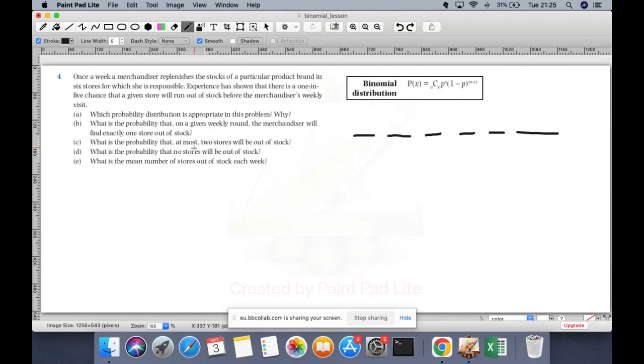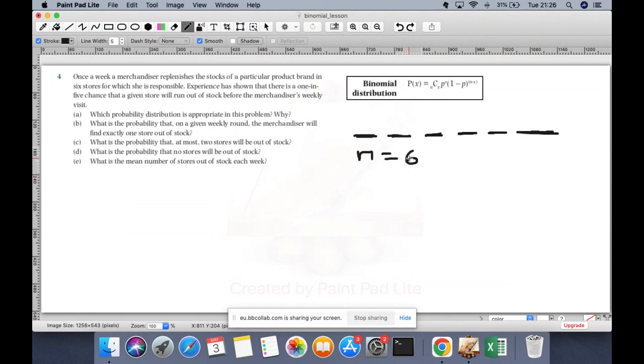And if you read the passage and then look at the first question, it says, what probability distribution is appropriate in this problem and why? Okay, so since you've got 6 stores, you can think of them as experiments. So you have a fixed number of experiments. There's only 6 stores, so your number of experiments is 6. So your n is 6.